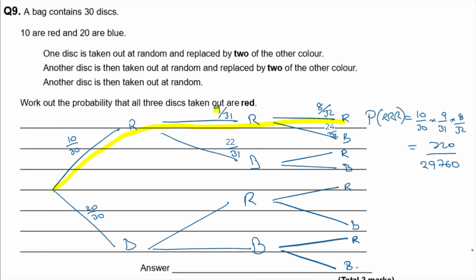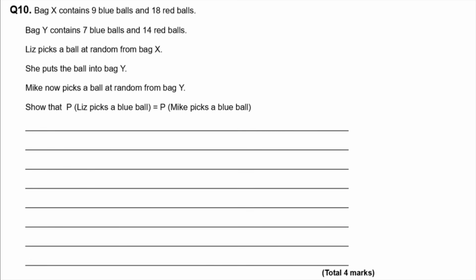29760. Okay, now again, I'm not going to bother to cancel it down because you don't get any extra credit. It doesn't say right in its lowest terms. Not going to bother. 720 over 29,760. Question 10. A bag X contains 9 blue balls and 18 red balls.